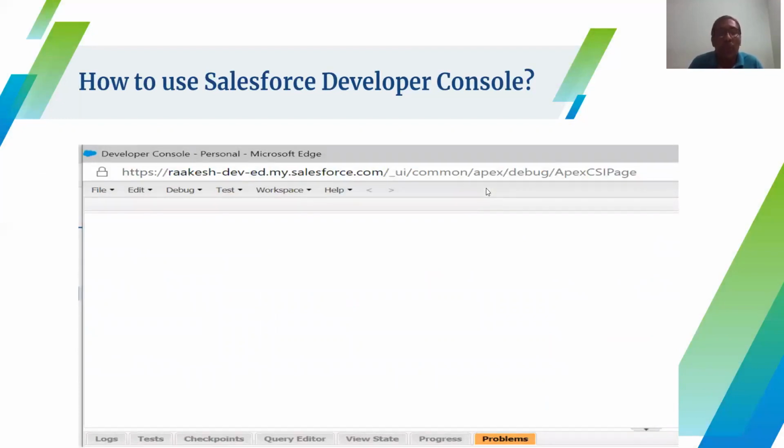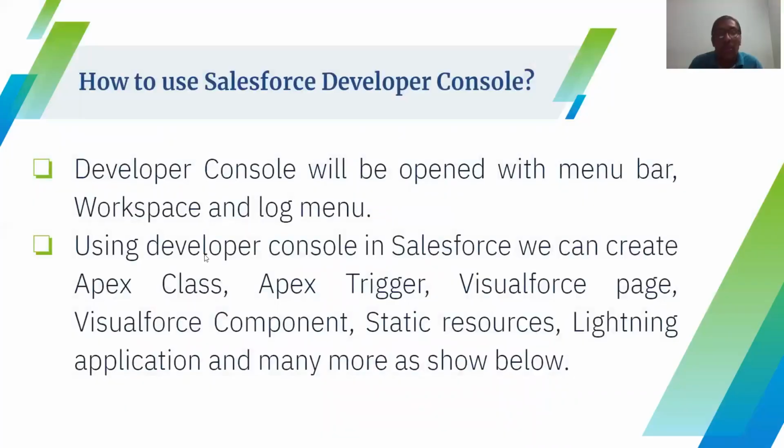So the moment you go here, you click on the File menu, click on classes, and you give a name for the class, so that a class template will be created. Inside that, you're going to write the business logic. Got it? The Developer Console will be open with the menu bar, workspace, and log menu. Using this Developer Console, we are going to write all these Apex classes, triggers, and everything.